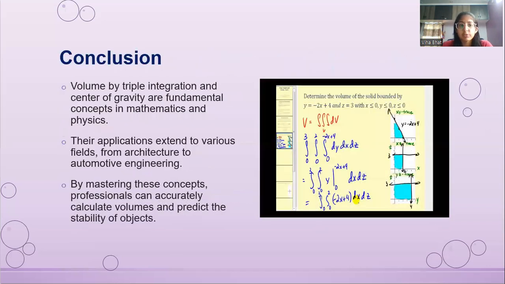So in conclusion, volume by triple integration and center of gravity are very fundamental topics in maths and physics. Their applications extend to various fields from architecture to automotive engineering. And by mastering these concepts, professionals can accurately calculate volumes and predict the stability of objects.